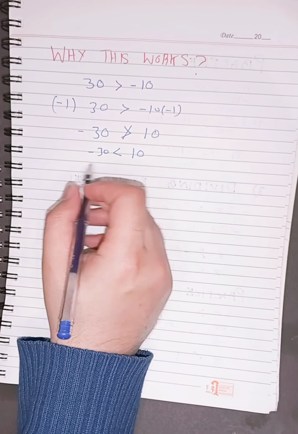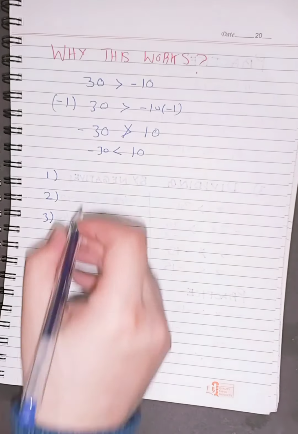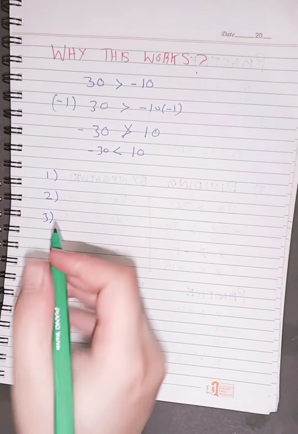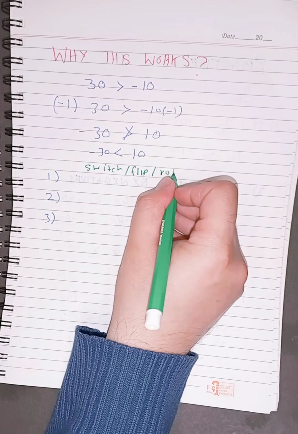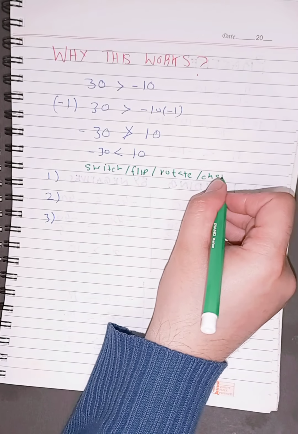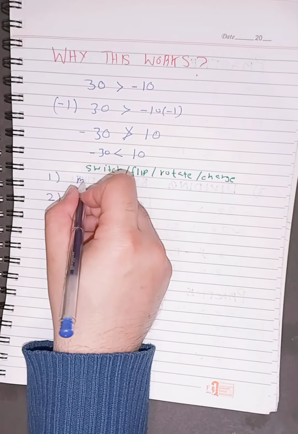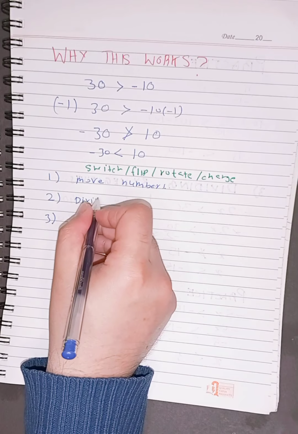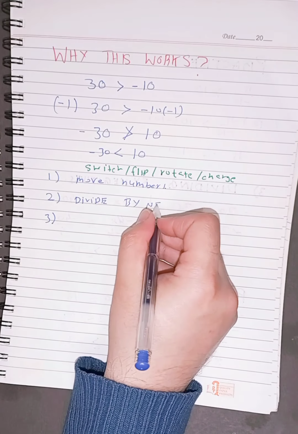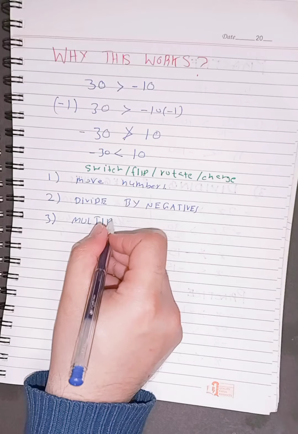So we can conclude our video by again stating when you will switch, flip, rotate, or whatever you say, change the inequality sign: first of all when you move numbers, secondly when you divide by negatives, and thirdly when you multiply by negatives.